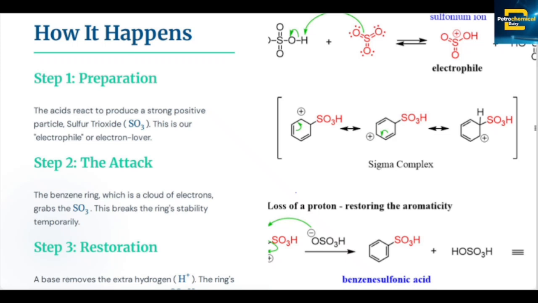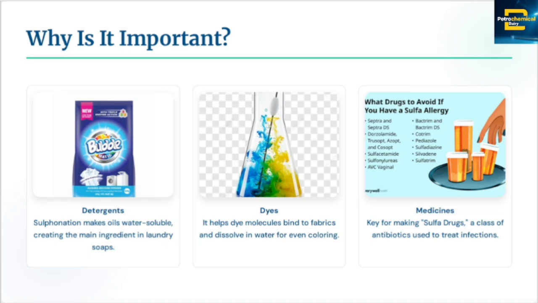Step 3, we are talking about the reversible reaction. Like I said, the reaction is a reversible reaction. It can reverse back to produce our benzene. The benzene sulfonic acid is used in many productions. It's used in the production of detergents, it's also used in the production of dyes, and it's used in the production of medicine.